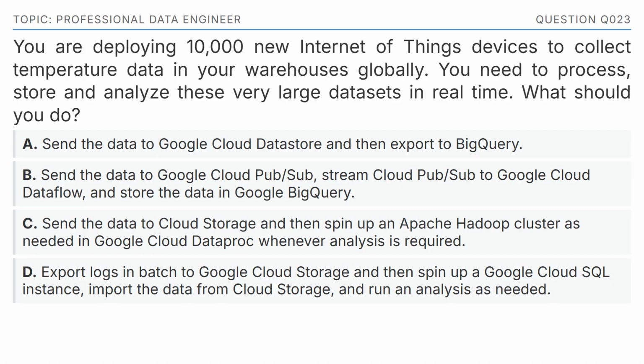Option B, send the data to Google Cloud Pub/Sub, stream Cloud Pub/Sub to Google Cloud Dataflow, and store the data in Google BigQuery. Option C, send the data to Cloud Storage and then spin up an Apache Hadoop cluster as needed in Google Cloud Dataproc whenever analysis is required. Option D, export logs in batch to Google Cloud Storage and then spin up a Google Cloud SQL instance, import the data from Cloud Storage, and run an analysis as needed.